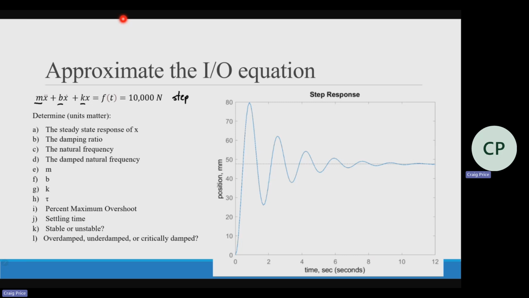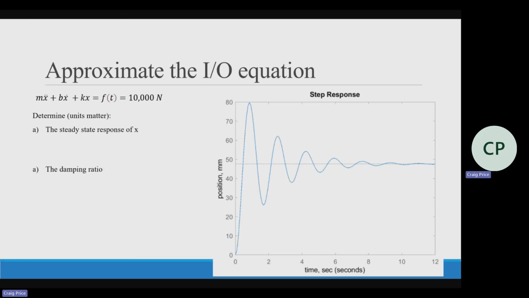Okay, so we're just going to walk through this. I've got kind of the outline of where we're going because our goal is to find m, b, and k, but there's quite a few steps along the way. So the first one I've got to ask is, what is the steady state response of x? What is x steady state? Cool. 48 millimeters. And let's just make sure we've got all consistent units. So I'm going to put 0.048 meters.